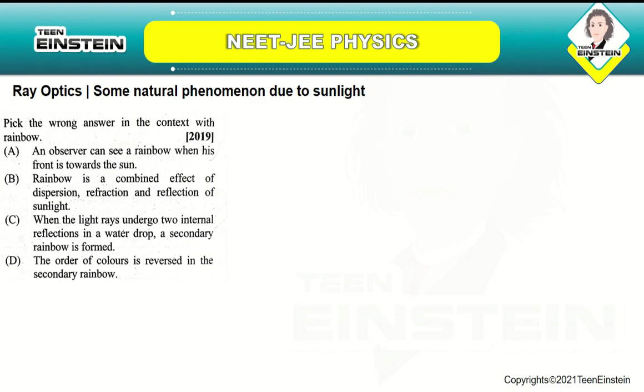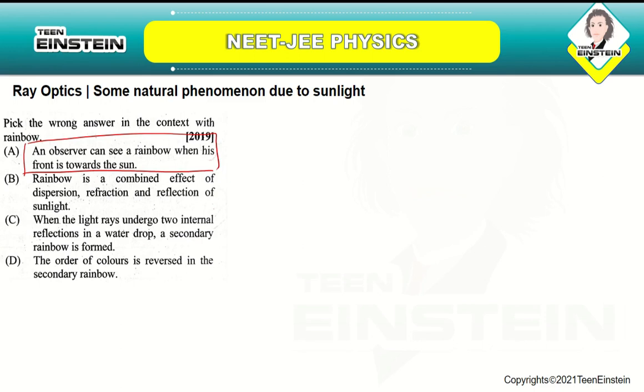An observer can see a rainbow when it is front of the sun. So this is a wrong answer because you cannot see a rainbow when you are facing towards the sun, as rainbow is a combined effect of dispersion, refraction and reflection of sunlight. So an observer cannot see a rainbow facing towards the sun. So this statement is wrong.